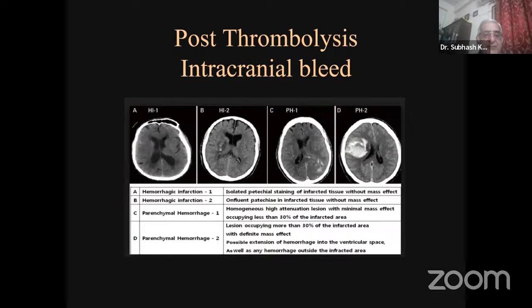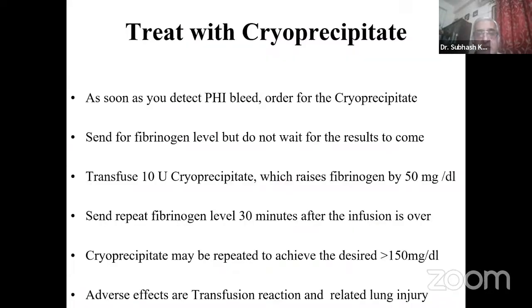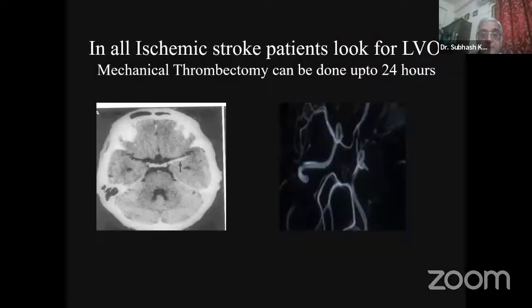And if there's a mild bleeding, as you can see here, this petechial bleeding, we call it H1, H2, nothing to worry about. But if the bleeding is more than that, it's called PH1. And if it is still more, PH2. At these PH1 and PH2, we should get worried. We should send the patients' fibrinogen. And if the fibrinogen is less than 150, then we should give them cryoprecipitate. I recently gave cryoprecipitate 2 days back to one of the patients because it can stop the further extension of the brain bleed, but it has to be done very early before the bleed becomes very big.